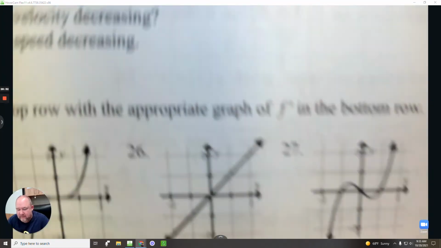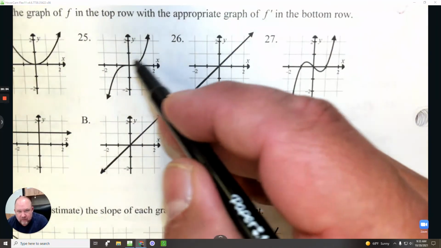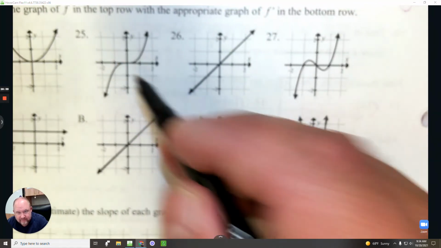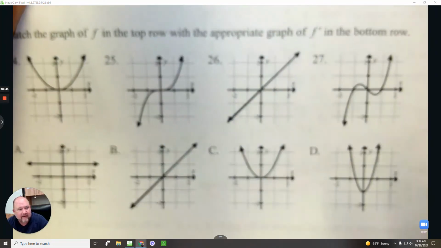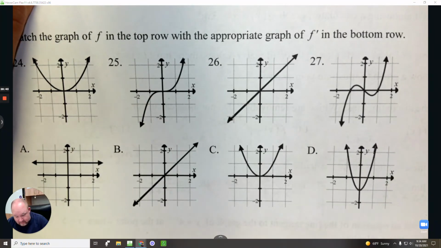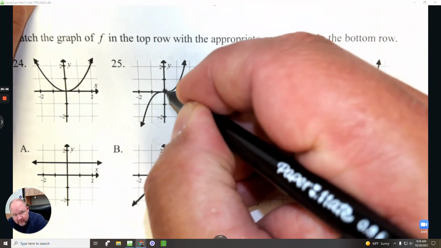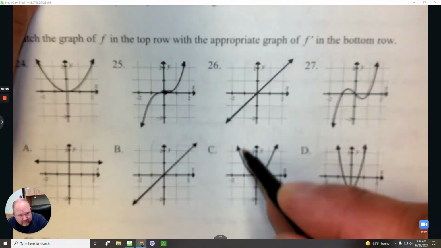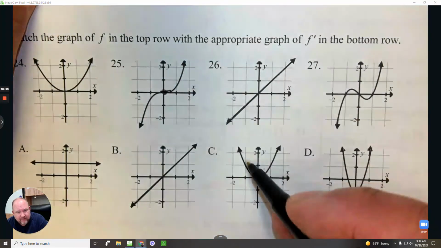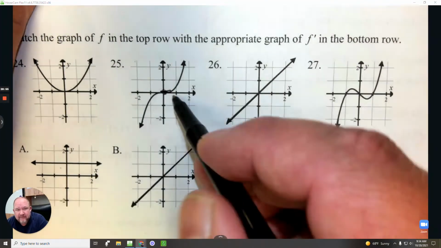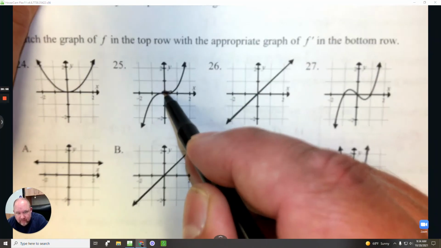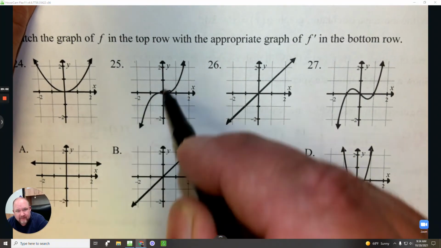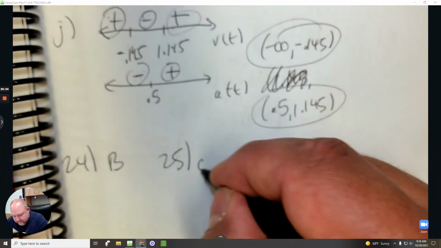25. So again, I'm looking for turning points. We have no turning points, and it's only increasing. So everything is above for the derivative, which is the only one where everything is above with no turning points. Now, here at 0, the slope is 0. So the slope is 0 and everything is above. So 25 matches with C. A is also above, but it doesn't show that at 0, the slope is 0. So here, the slope is always 1. That's different. So 25 matches with C.